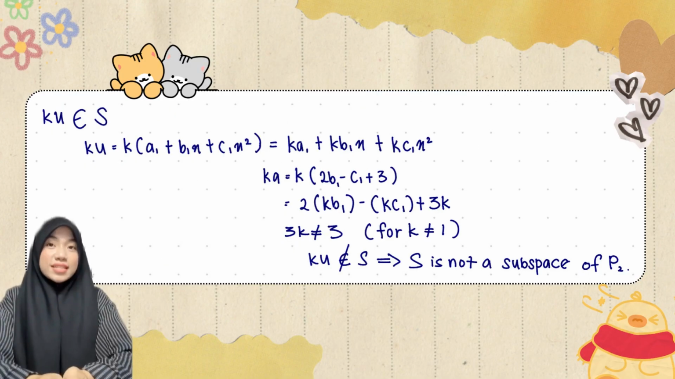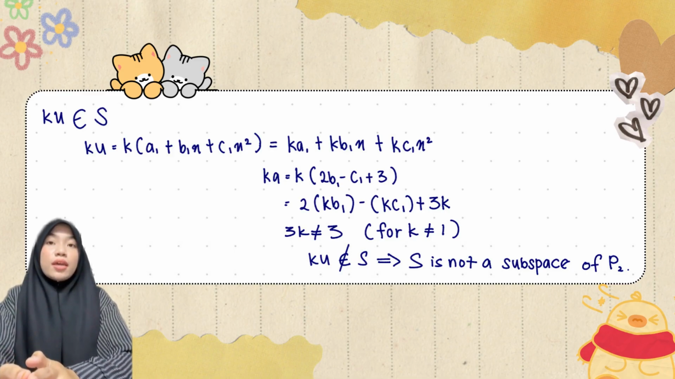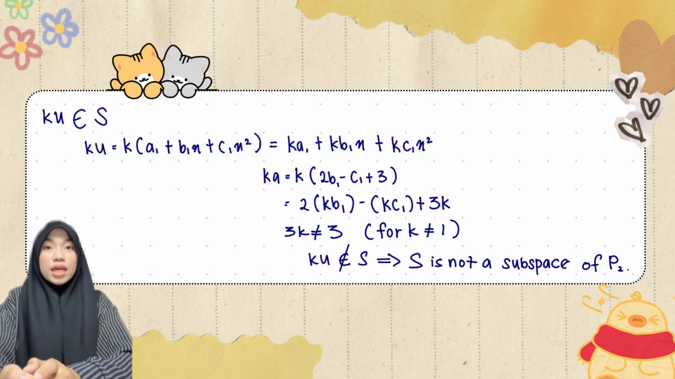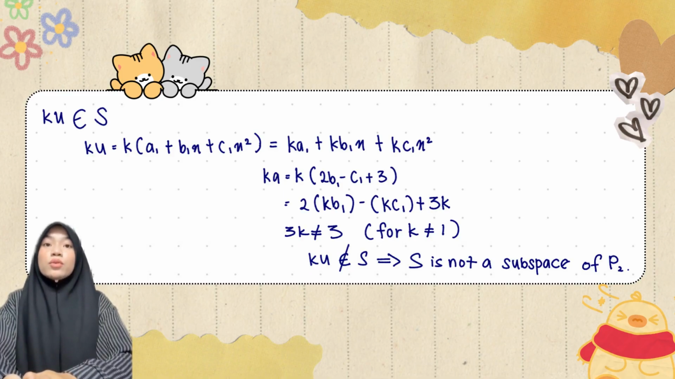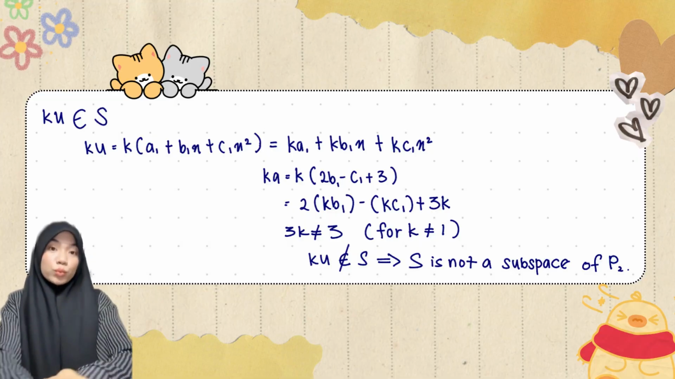Ku, is it an element of S? Ku is equal to K in bracket A1 plus B1 x plus C1 x squared, equal to KA1 plus KB1 x plus KC1 x squared. KA1 equal to K in bracket 2B1 minus C1 plus 3, equal to 2 in bracket KB1 minus in bracket KC1 plus 3K. 3K is not equal to 3, in bracket for K not equal to 1. Ku not an element of S. S is not a subspace of P2.